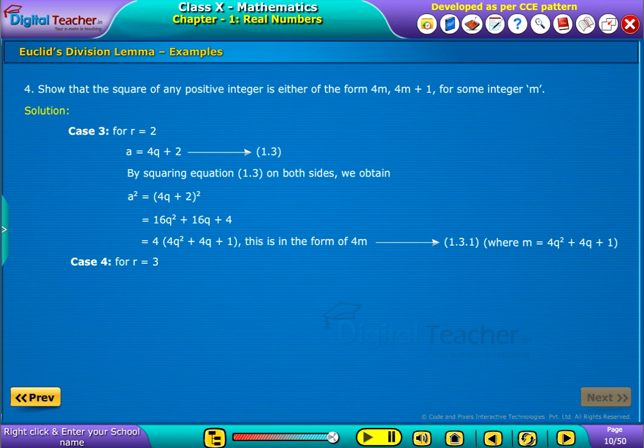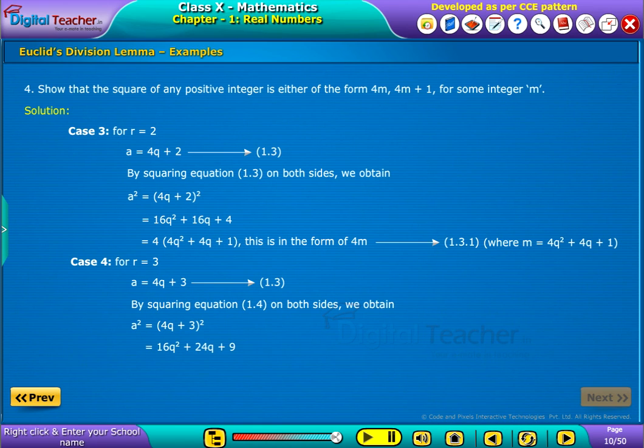Case 4. For r equal to 3, a is equal to 4q plus 3. By squaring equation 1.4 on both sides, we obtain a square is equal to (4q plus 3) whole square, which is in turn equal to 16q square plus 24q plus 9, which is equal to 4 into (4q square plus 6q plus 2) plus 1. This is in the form of 4m plus 1. Let it be represented as 1.4.